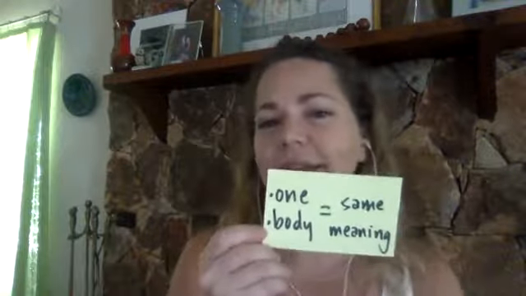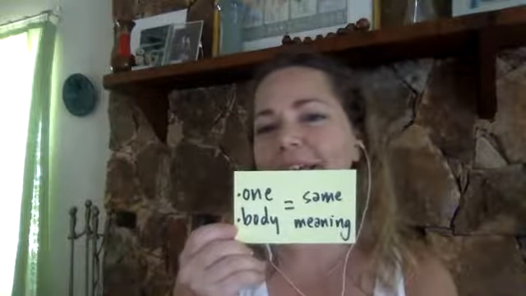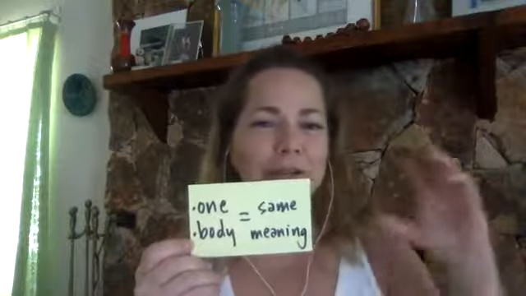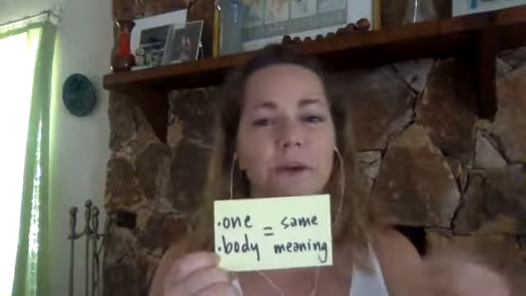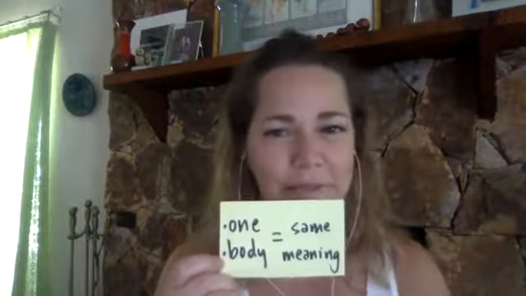So the first thing that I want to clarify is that one and body, so for example, everyone, everybody, they mean the same thing. So I have these here for those of you who are visual learners. Most people are. One and body are the same thing. Okay? So when you hear someone say everybody, anybody, nobody, it's the same as saying everyone, anyone, no one. It's the same thing. Okay?